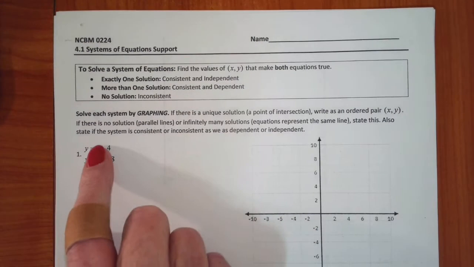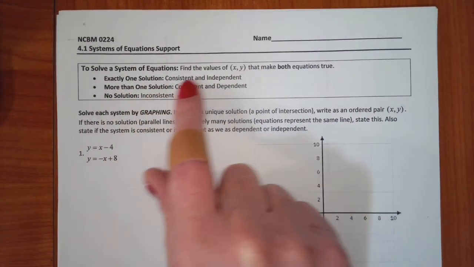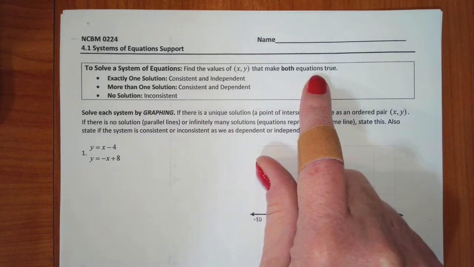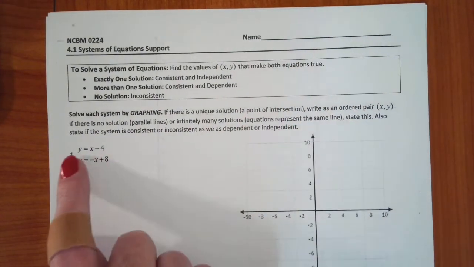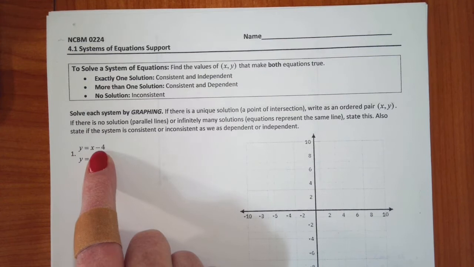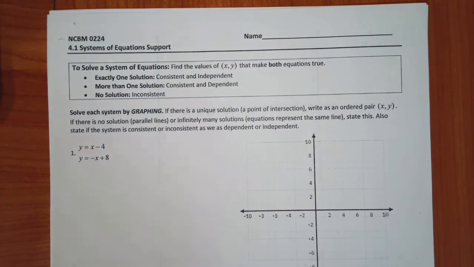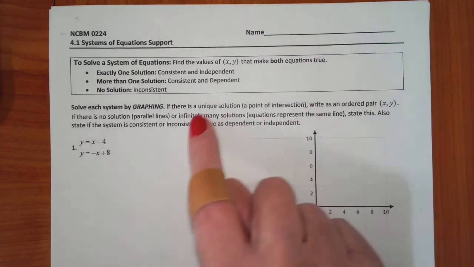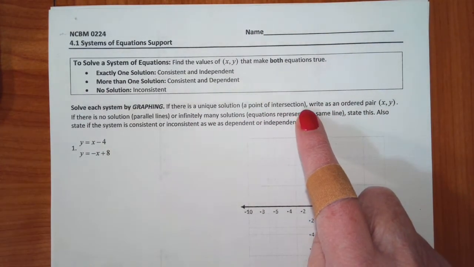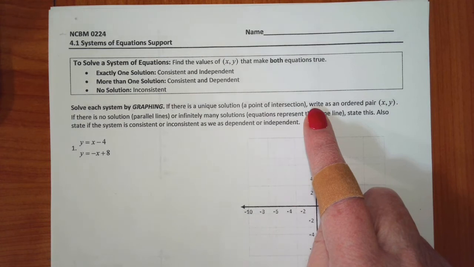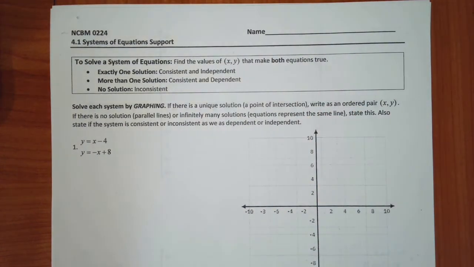Okay, so to solve by graphing, what it means to solve it is to find the values of x and y that make both equations true. There are an infinite number of solutions to y equals x minus 4, an infinite number of solutions to y equals negative x plus 8, and we're looking for those values of x and y that make them both true. If we want to solve by graphing, that unique solution is the point of intersection. So the ordered pair is where they intersect. Okay, and this will be good to continue us on with a review of graphing as well.